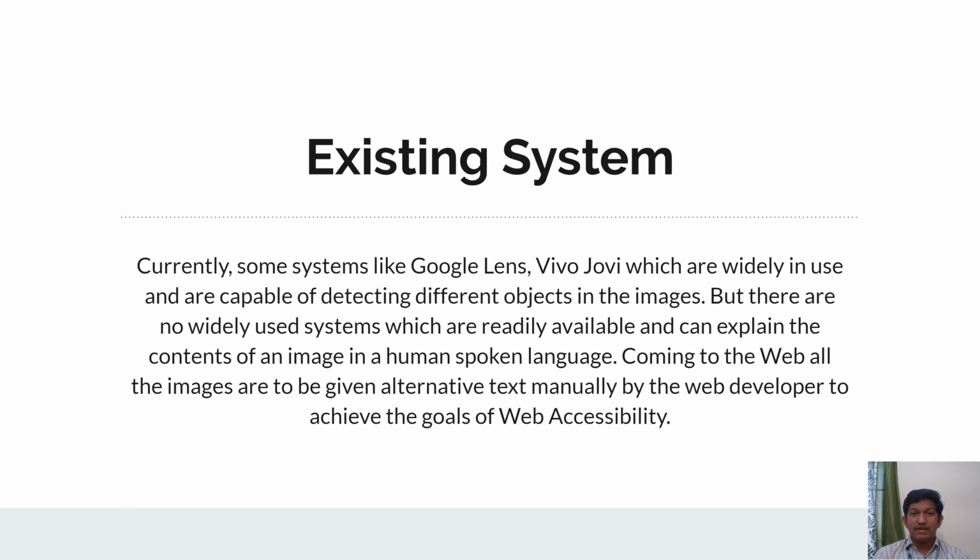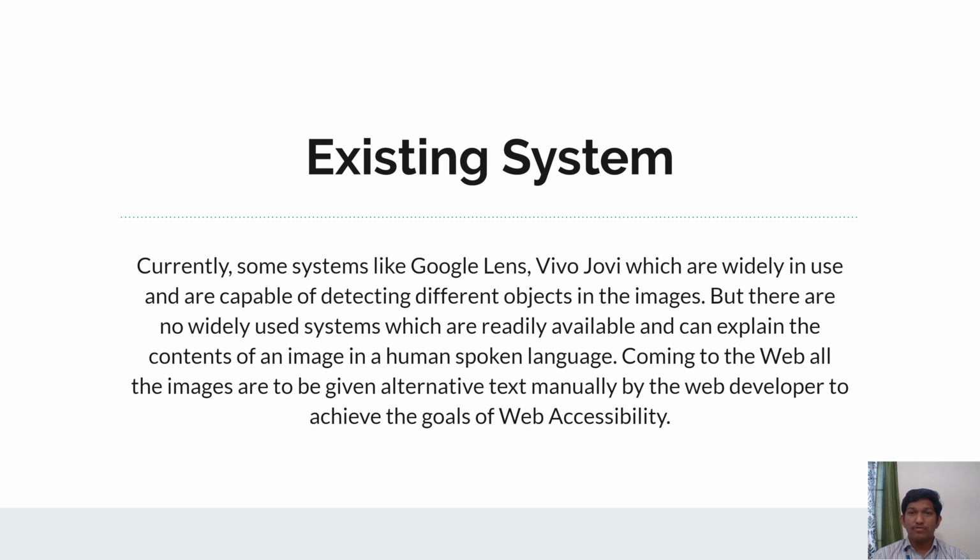Regarding existing systems, there are systems which are working really well, like Google Lens and Vivo Zoe, which are capable of detecting objects in an image. These are widely used, but there are no widely used applications to explain what is exactly happening in an image, to explain the scene of an image. Coming to the web, all web developers, whenever they create a web page or upload an image, manually add alternative text to that image.